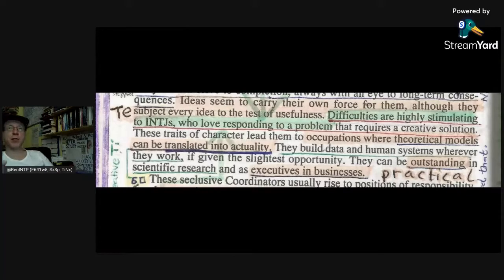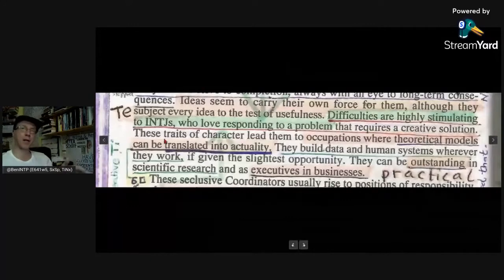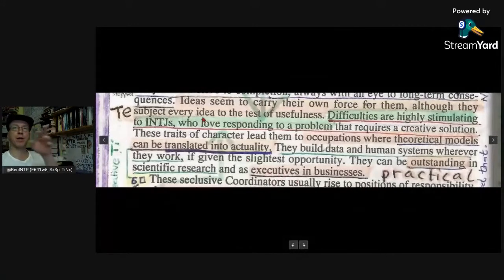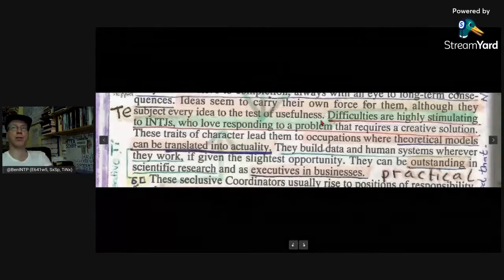Difficulties are highly stimulating ideas, who love responding to a problem that requires creative solution. These traits lead them to occupations where you might get a bit more TI in the theoretical models part, but then it's being applied into actuality. They build data and human systems wherever they work. They can be outstanding scientific executives. That is about as close as I could get to TI in tagging a sentence in Kersey's INTJ profile. Maybe where they're using the theoretical models, if they can apply them and if it passes the test of usefulness, subject every idea to the test of usefulness.